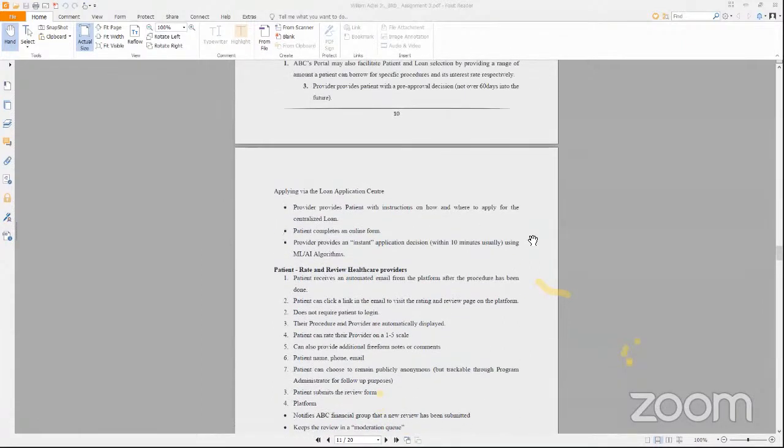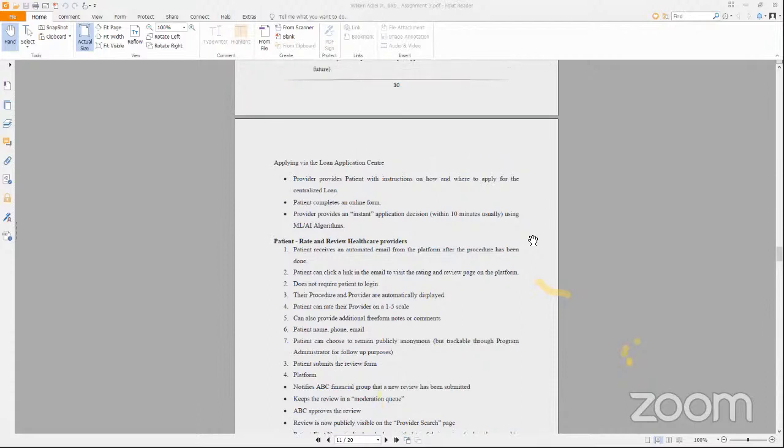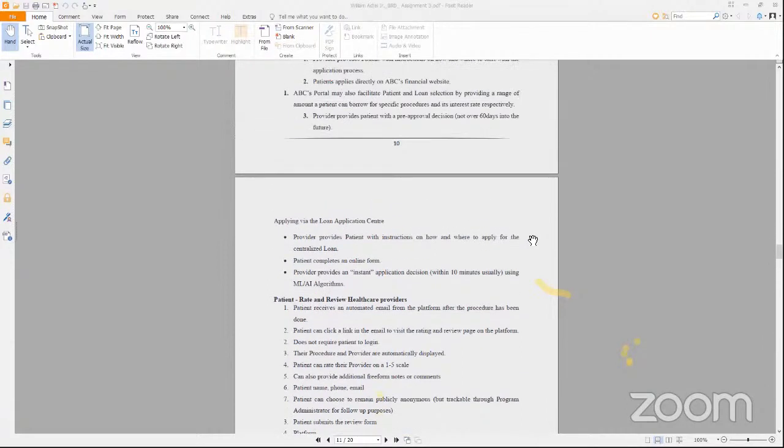Please wait here. You see where the mouse is? Yes, provider provides patient with instructions on how and where to apply for the centralized loan. Patient completes an online form. Provider provides an instant application decision within 10 minutes usually. Yeah. So this side, maybe you may want to start from the first one.